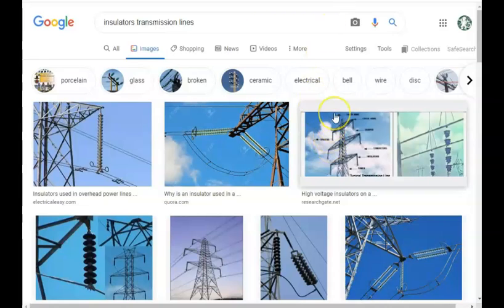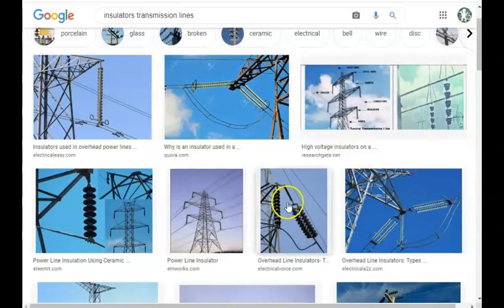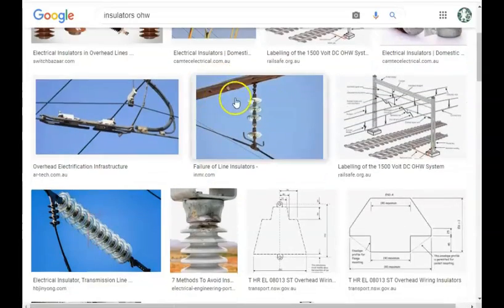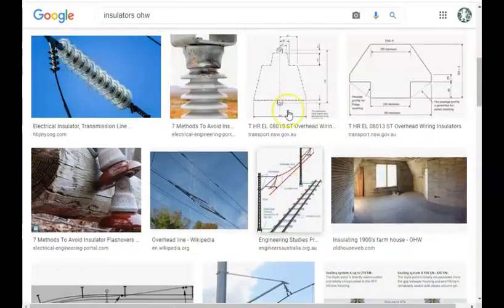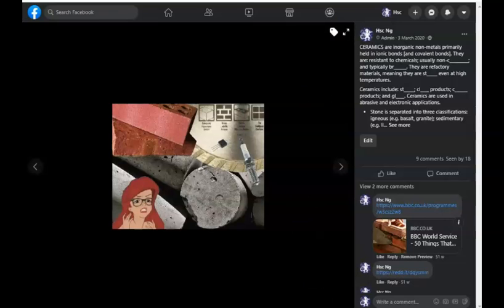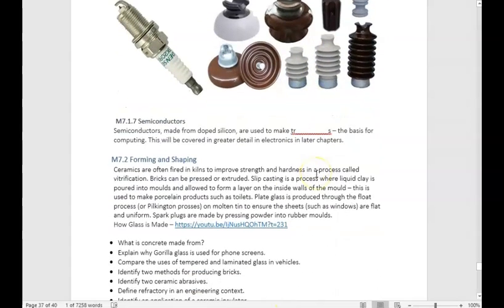Okay, now we're on to insulators. So insulators are used for transmission lines, and they're also used for overhead wiring, OHW. Right, we can see insulators used on the train lines. Right, and then we also use them for spark plugs, which is what you can see in the book.